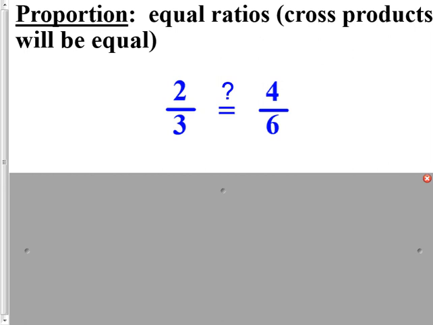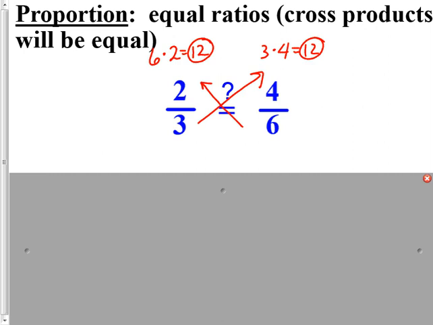So a proportion is when we have two ratios that are equal. Basically, it's a lot like equivalent fractions. One way we would know that they're equal is that their cross products would be equal. For example, we could look at a ratio of 2 to 3 and a ratio of 4 to 6 and know those two ratios are equal because 3 times 4 is 12 and 6 times 2 is 12. So since those two have equal cross products, they must be equal.